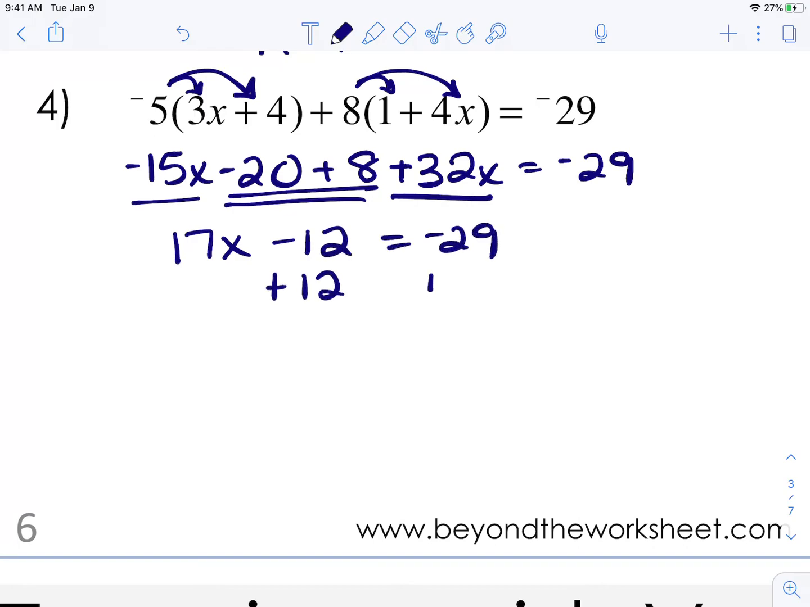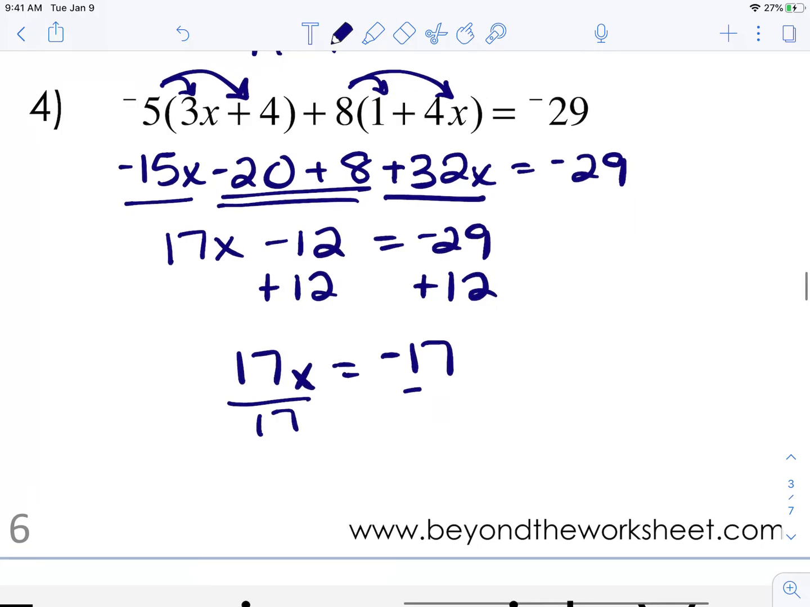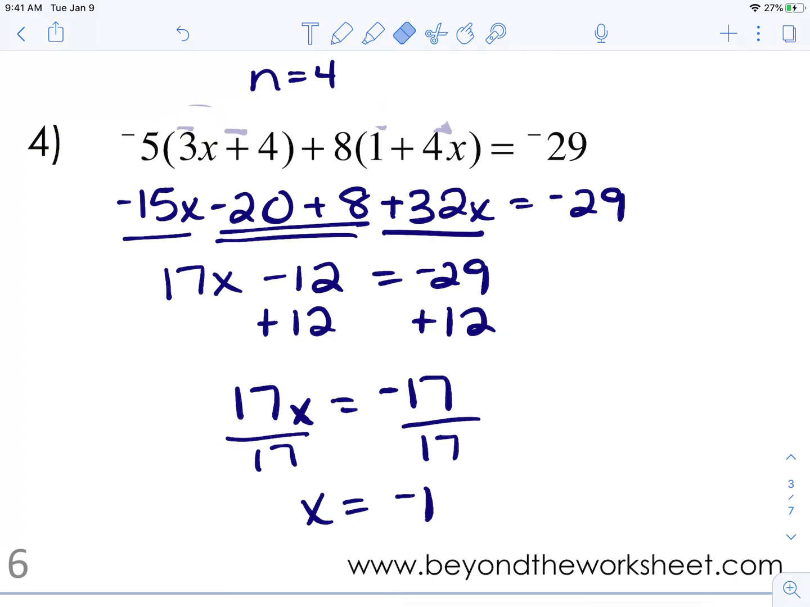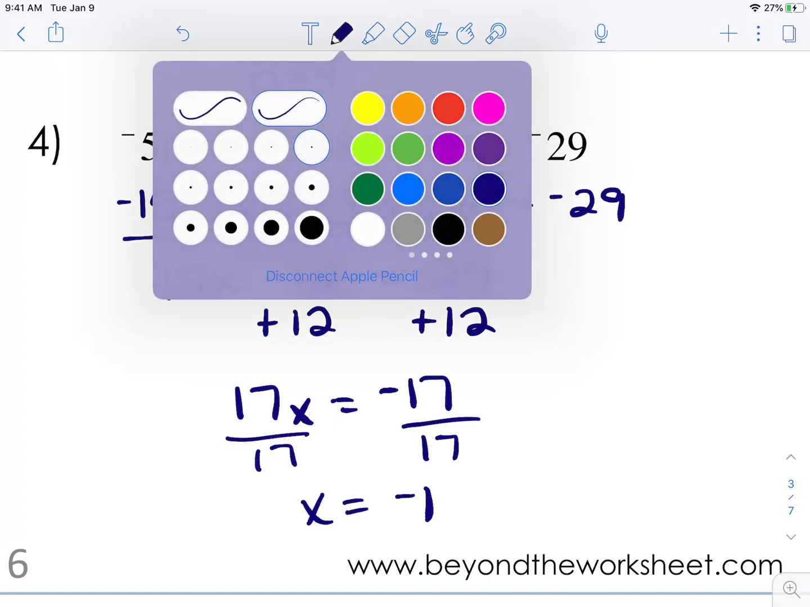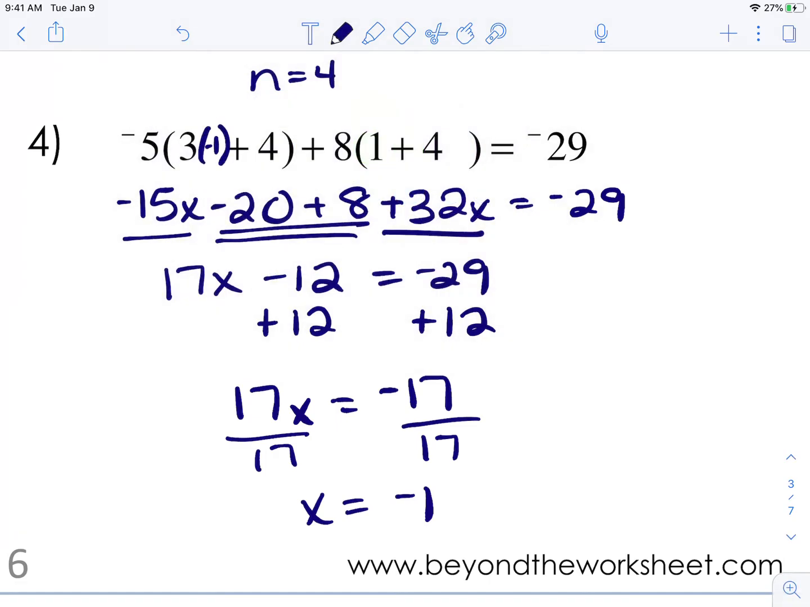Add the 12 to each side. 17x is equal to negative 17. Divide by 17. x is equal to negative 1. Go back through up here and substitute negative 1 wherever there was an x. And check.